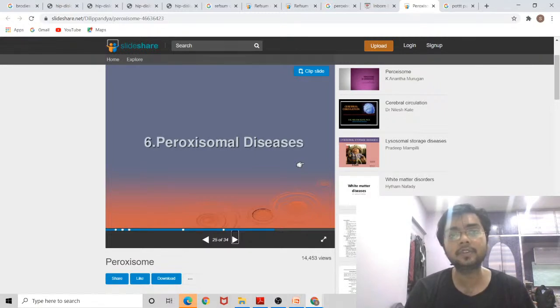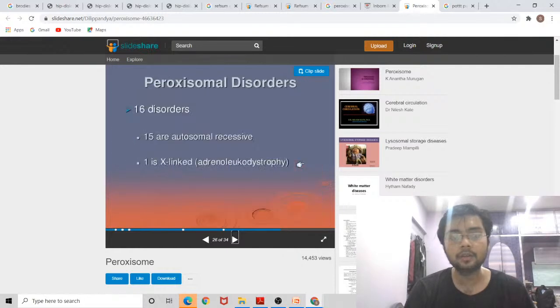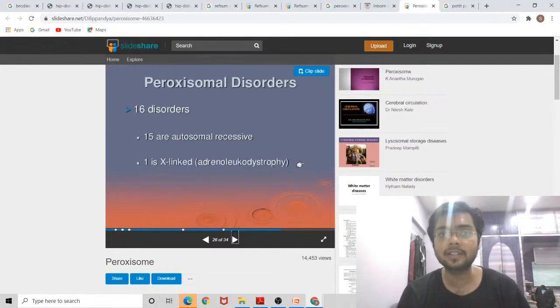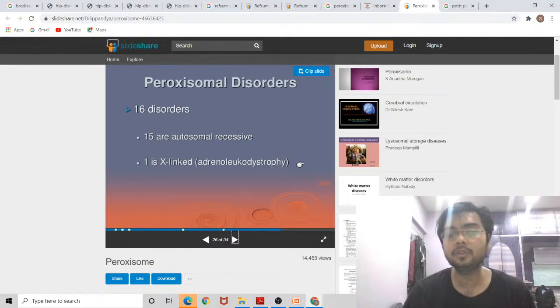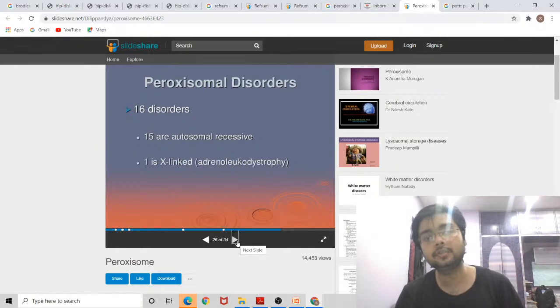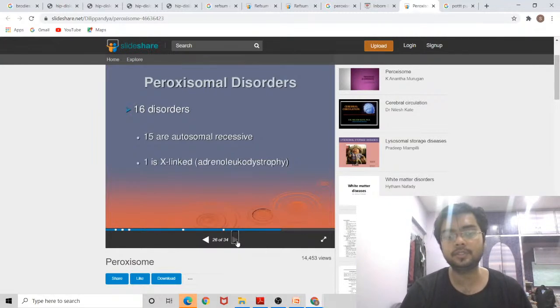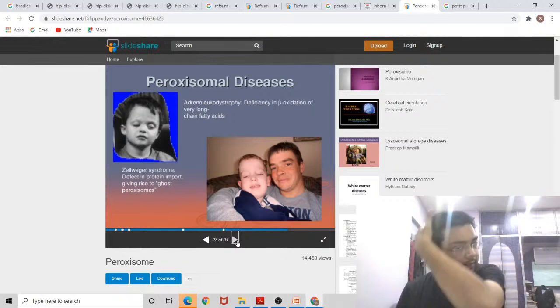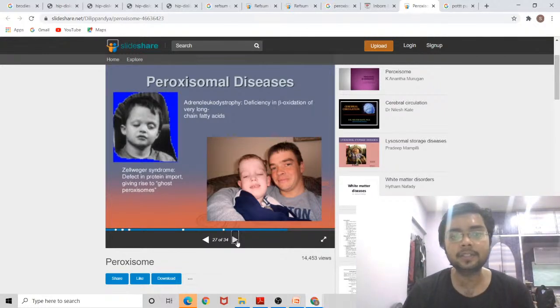So there are 16 types of peroxisomal disorders, out of which 15 are autosomal recessive and one is X-linked, that is adrenoleukodystrophy. So only one peroxisomal disorder is X-linked, and that is why it is important for you in future to know about adrenoleukodystrophy, right? Two pictures you can see. The above one is due to deficiency in beta oxidation of very long chain fatty acids, adrenoleukodystrophy. The second one is Zellweger's syndrome.